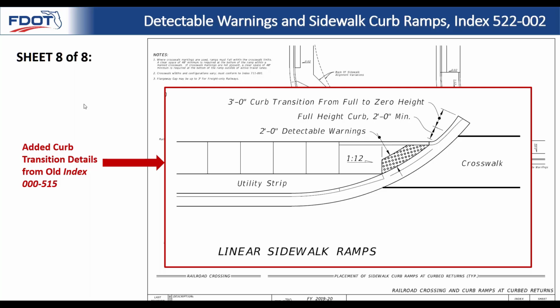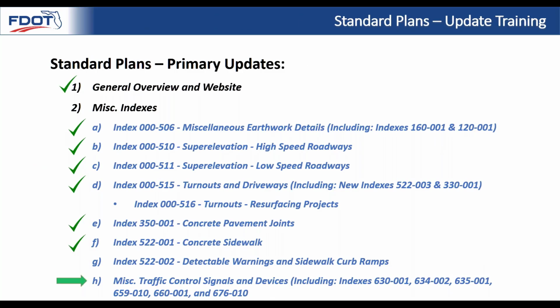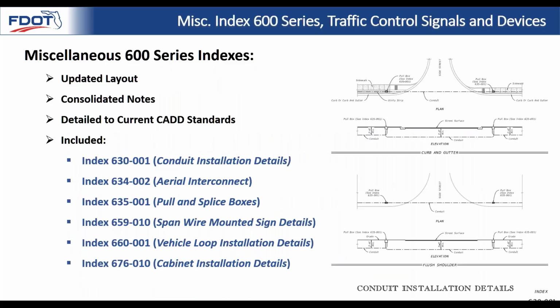Final comment here will be about some miscellaneous traffic control signals and devices indexes. I don't have a lot of detail here, but these indexes, including the conduit installation details, aerial interconnect, pole and splice boxes, span wire mounting sign details, vehicle loop installation details, and cabinet installation details, all of these indexes received kind of a general update to them. No design changes or content changes. We just updated these indexes.